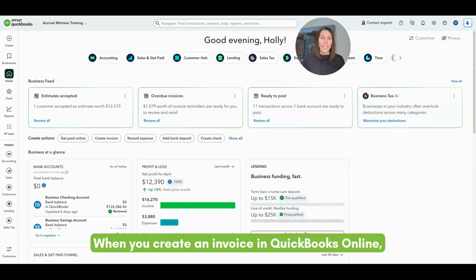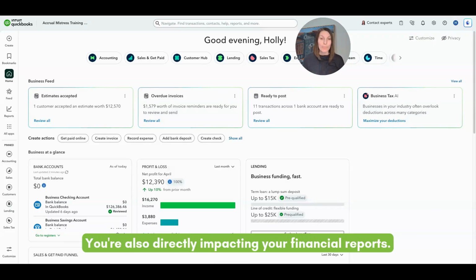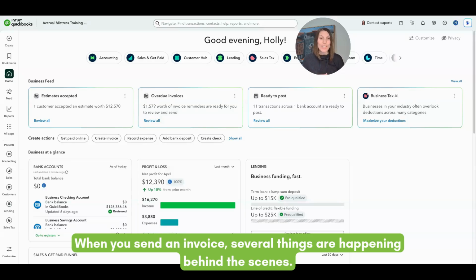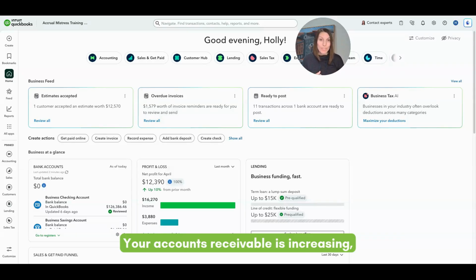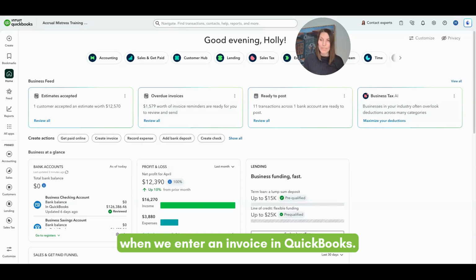When you create an invoice in QuickBooks Online, you're not just letting your customer know that they owe you money. You're also directly impacting your financial reports. When you send an invoice, several things are happening behind the scenes. Your accounts receivable is increasing, and oftentimes your income is also increasing. That's if you're on accrual basis. So let's go ahead and look at what actually happens to our reports when we enter an invoice in QuickBooks.